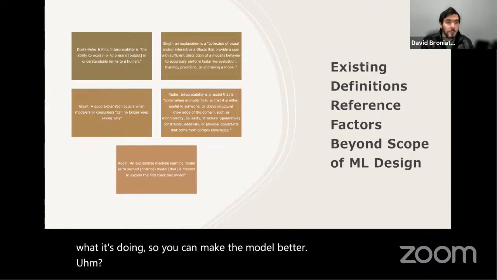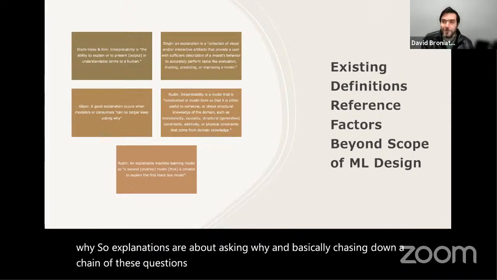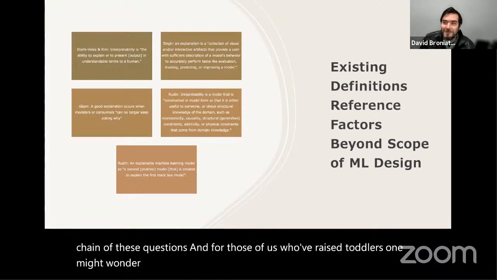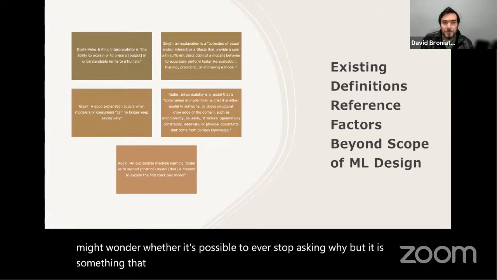Per Gilpin, a good explanation occurs when you can no longer keep asking why. So explanations are about asking why and basically chasing down a chain of these questions. And for those of us who've raised toddlers, one might wonder whether it's possible to ever stop asking why, but it is something that Gilpin includes in the definition.